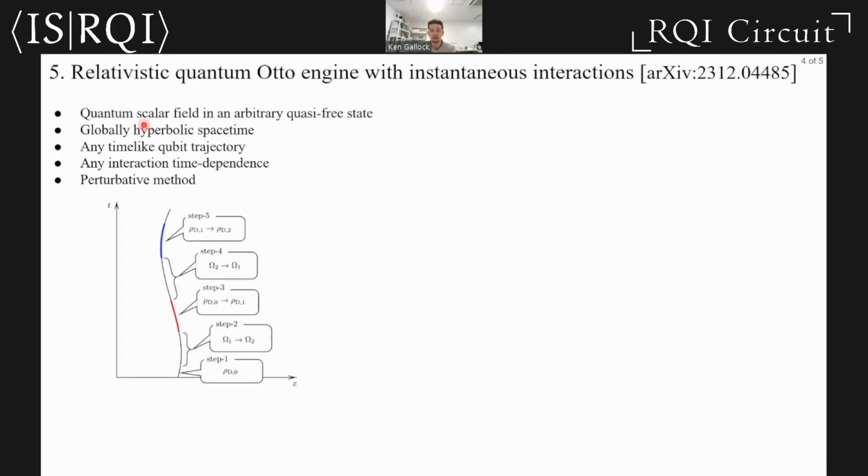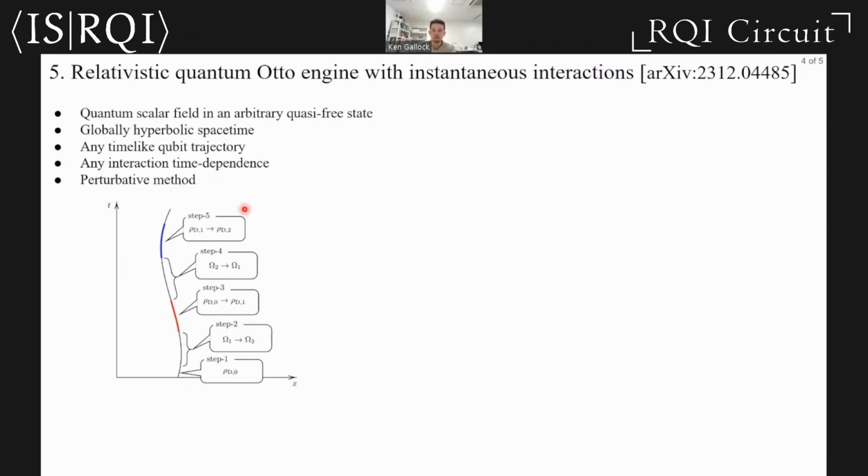And finally, I want to talk about today's paper that I put online here. And previously, as I mentioned many times, our assumption is very general here, right? So like a quantum field in an arbitrary quasi-free state, globally hyperbolic space-time, any time-like trajectory, and so on. Now, I didn't mention this before, but we used a perturbative method, meaning I assume the coupling constant between the qubit and the bath is very weak so that I can use the Dyson series expansion.